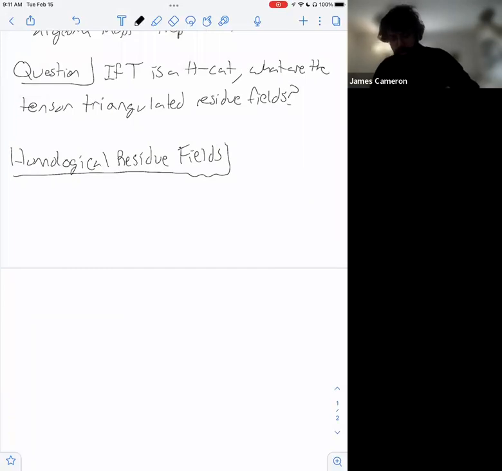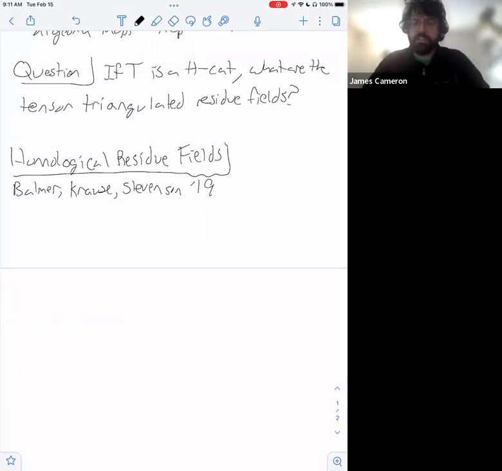So these were introduced by Balmer, Krause, and Stevenson in 2019. And their definition is slightly technical. So before I write down the definition, I'll give a theorem involving homological residue fields, but that says that you can use them to see something that is purely on the tensor triangulated category side, to see that they're a useful idea.